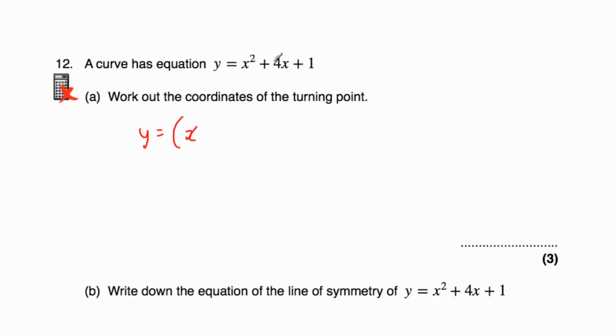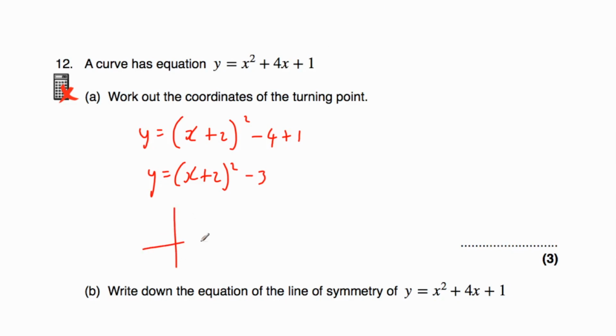So x, and half of 4 is 2, so plus 2, close bracket squared. We take away this number squared, 2 squared is 4, so take away 4, and then we've still got our plus 1. So that is going to be y equals x plus 2, close bracket squared. Now we had minus 4 plus 1, so going back up 1 will be minus 3.